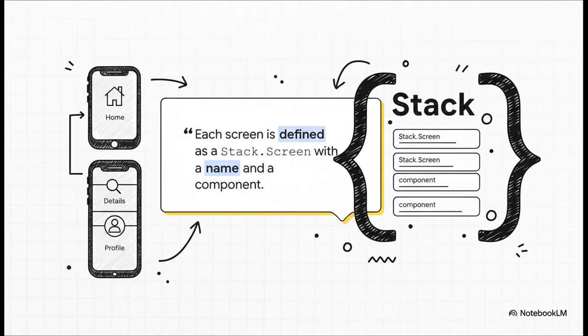So how do we use that stack object? Easy. For every single screen in your app, you'll define a stack.screen. It needs 2 really important props: a unique name, which is just a string, like home, and the component prop, which points to the actual React component for that screen, like your home screen.